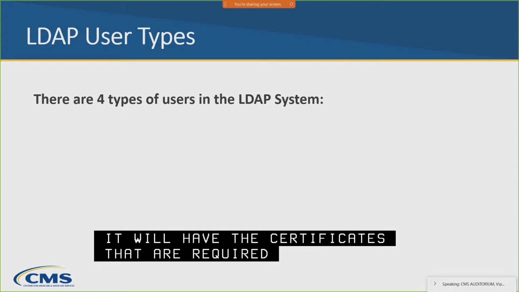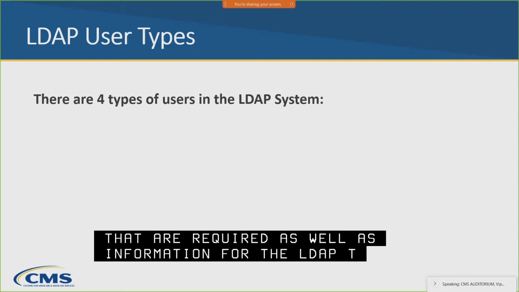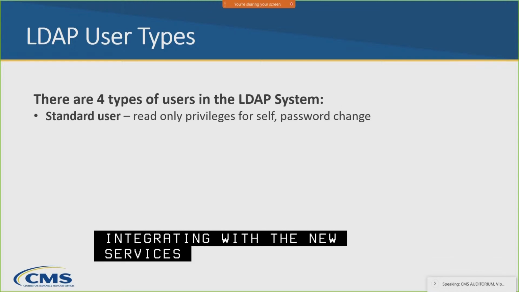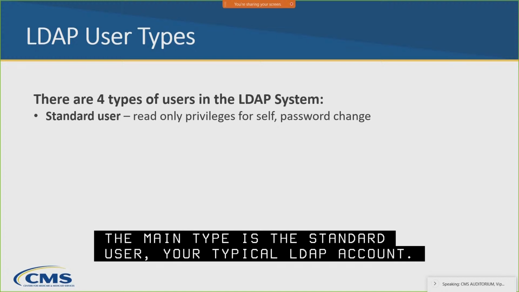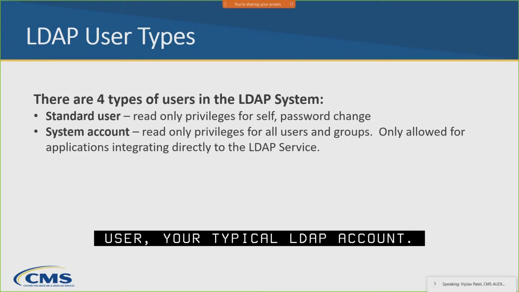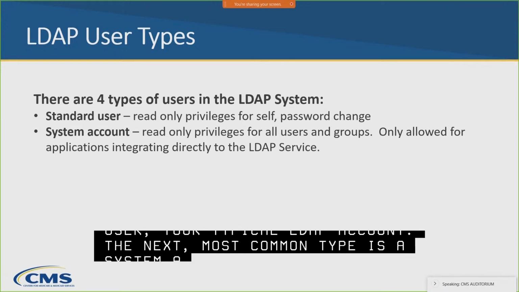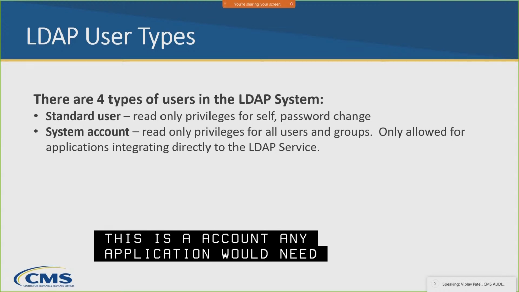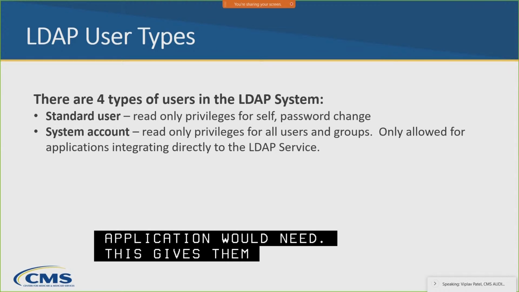Important to note when integrating with the new service, there are 4 types of users in the LDAP system. The main type of user is the standard user. That's your typical LDAP account. These users only have read access for their own information and the ability to change their passwords. The next most common type of account is the system account. This is a typical account that any application would need in order to integrate with the LDAP service. This gives them the ability to read the information from users across the directory, as well as the group information.